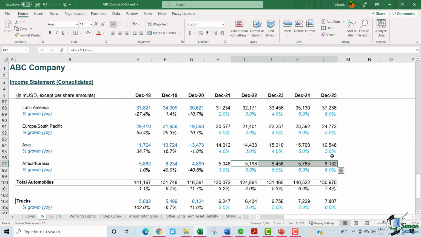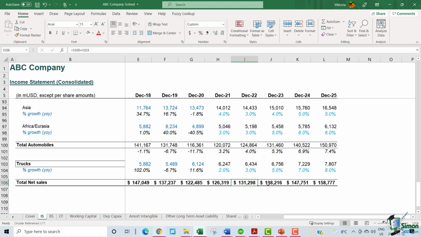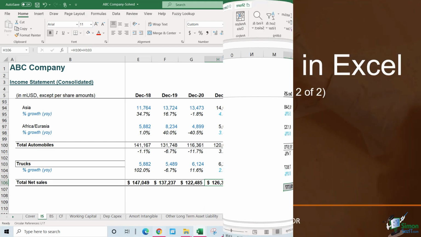Remember that the approach is the same. For instance, if you look at the 2022 sales for Europe, the growth rate is 4%. So the net sales for 2022 is simply the sales from 2021 times the 4% growth rate to arrive at the net sales figure for 2022. Based on these growth rates, these are the net sales figure amounts from 2021 through 2025.